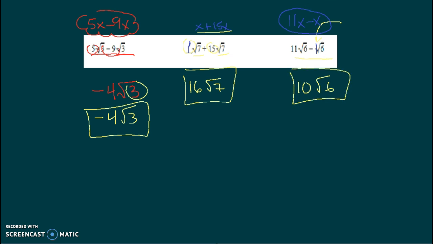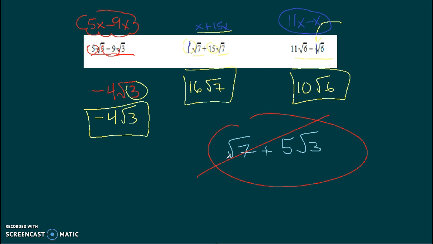I also want to say, I don't think I'll encounter problems like this, but if you had to add something like root 7 plus 5 root 3, there's nothing you can do here. This is as simple as it gets. These are not like terms. You would think of this the same way you might think of x plus 5y. If these things are different, you can't put them together. If the number under the radical is different, you can't put them together. You can only put them together if they're alike, and when you put them together, what they are doesn't change, but how many of them there are does.